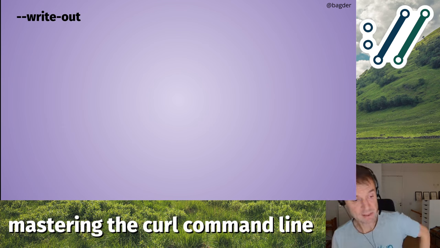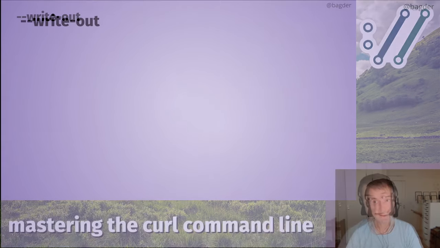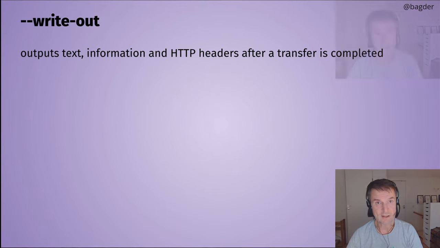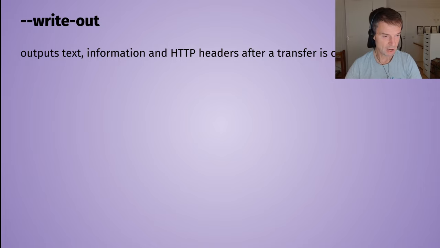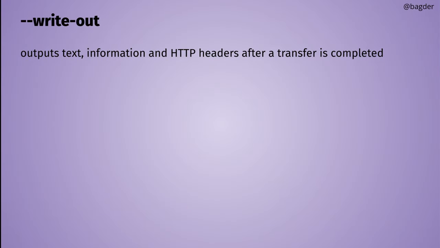If that is not enough, we have some other fun options for you. And that's the write out option. It basically helps you output information after a transfer is done. By providing this option, you also ask for what particular information you want output after the transfer. In my previous example, when I used that dash d moo, that was an HTTP post with the data moo, 3 bytes.